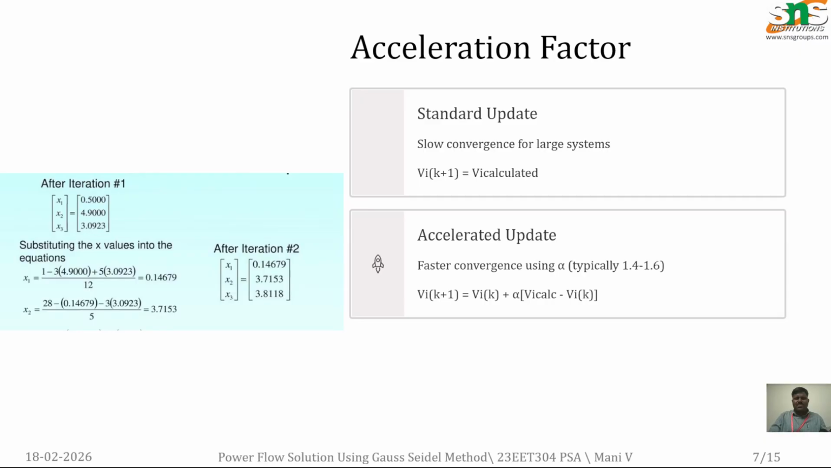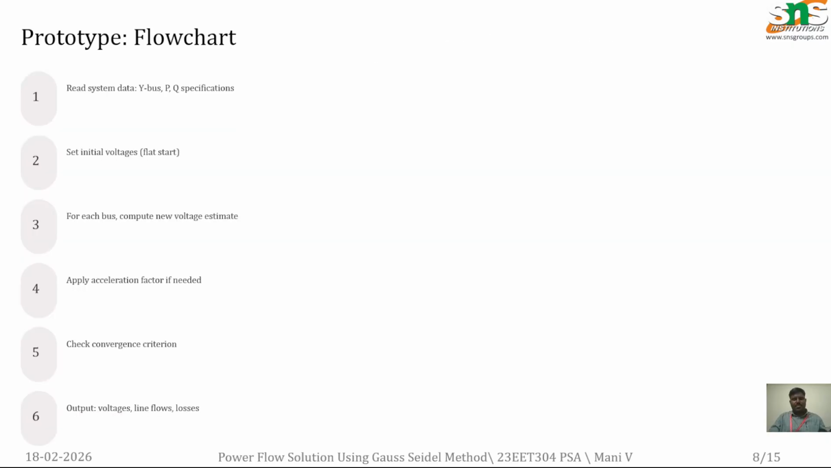So these are the acceleration factor. Here we have to update the standard one. For slow convergence in large systems and fast convergence, that is nothing but the convergence, it may be called the acceleration. The acceleration is called alpha. It may be 1.4, 1.5, up to 1.6. We can substitute the alpha value as the acceleration factor. It can be multiplied with the actual bus voltage. So that is called the accelerated bus voltage in the particular buses.